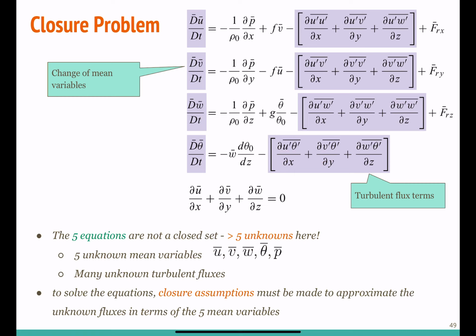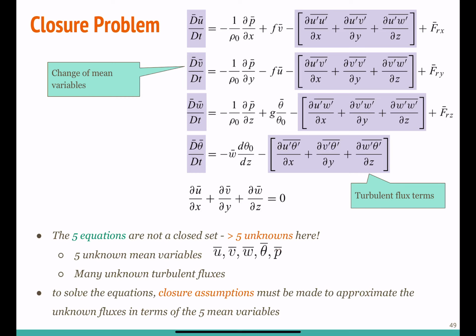Okay, so the divergence of the covariance terms can have some effect on the mean variables. It can increase or decrease the mean variables in time.